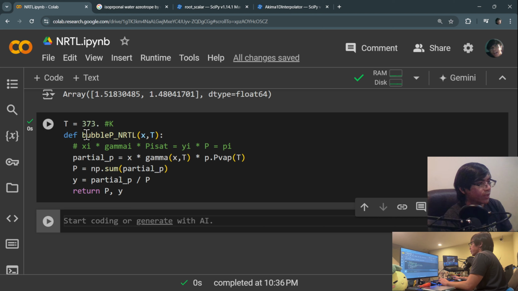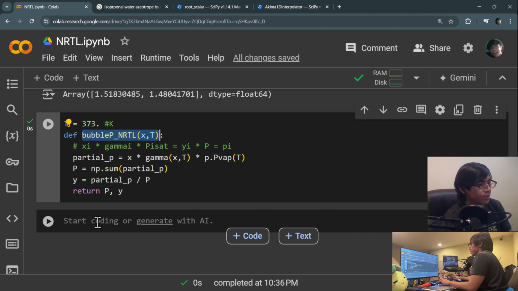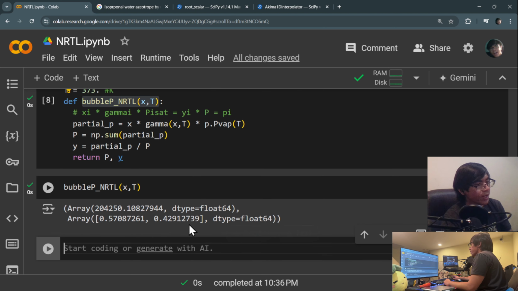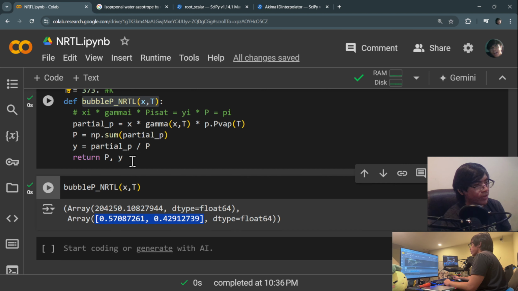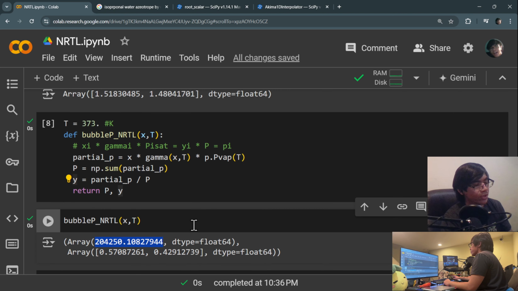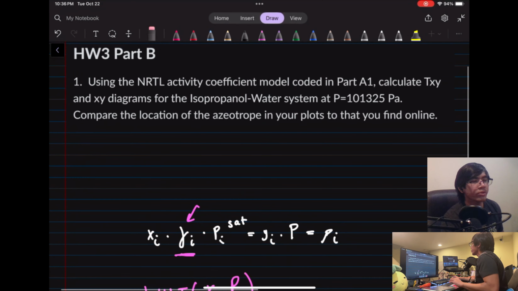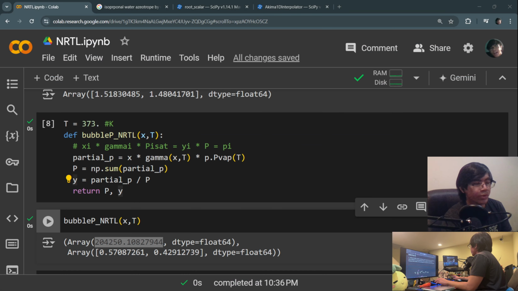Awesome. And then we go ahead and just call this since we already have our parameters defined. Okay, so it works. So this is our vapor mole fractions, and then this is our pressure. I believe we're solving for 101,325 pascals. So let me go ahead and double check on the iPad here. Yeah, 101,325 pascals. So perfect. That's what we'll be inputting once we define our bubble temperature.